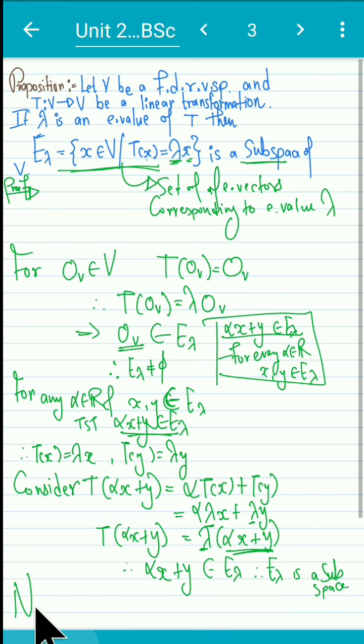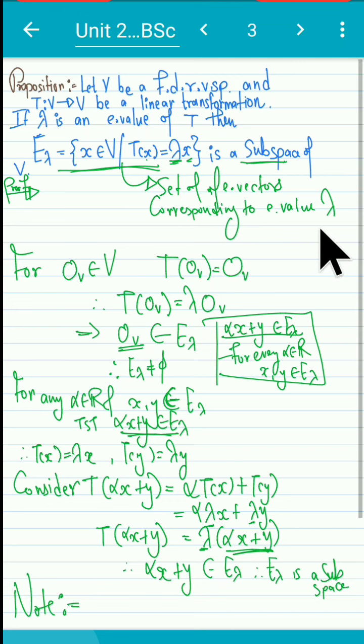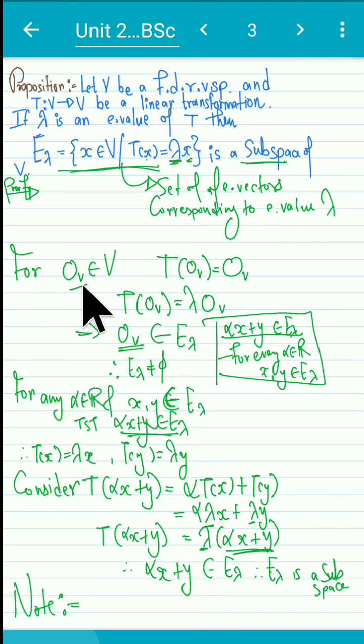Okay, I'm just leaving one line because I want to note something. So this is nothing but a result, a proposition, for all of you. So what we learn is that the set of all eigenvectors corresponding to the eigenvalue lambda, together with the zero vector, is nothing but a subspace of V.